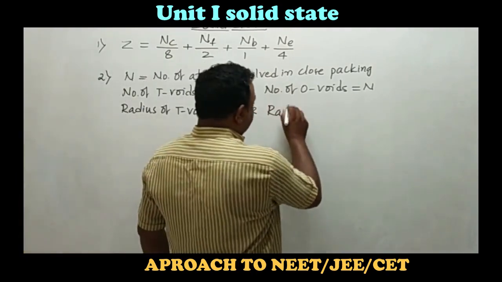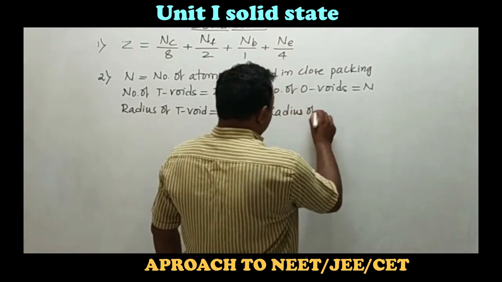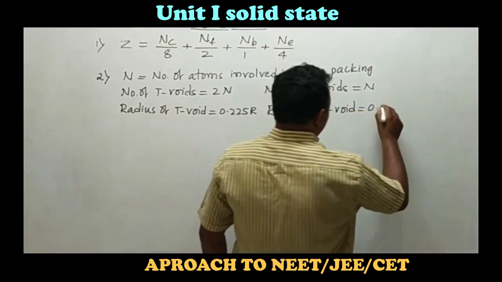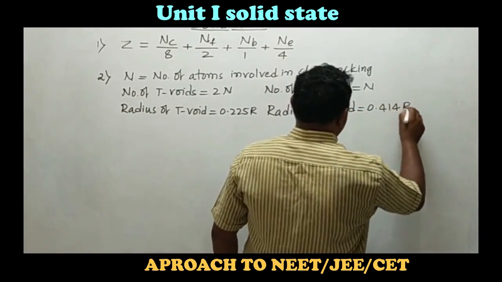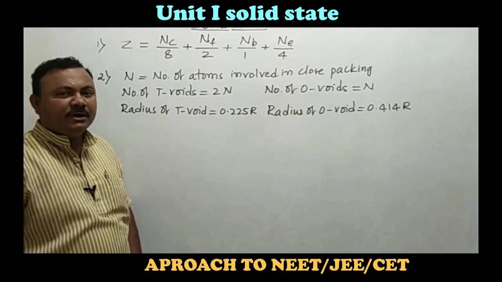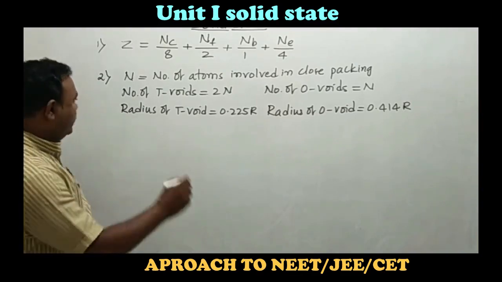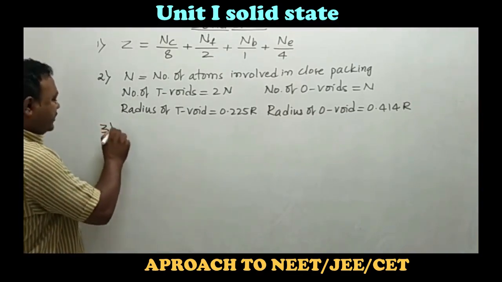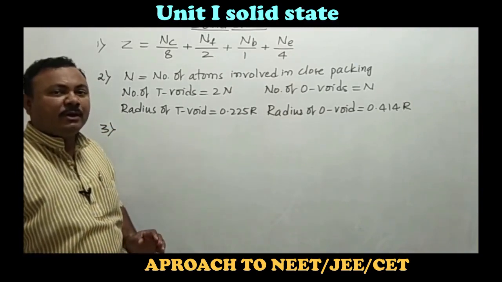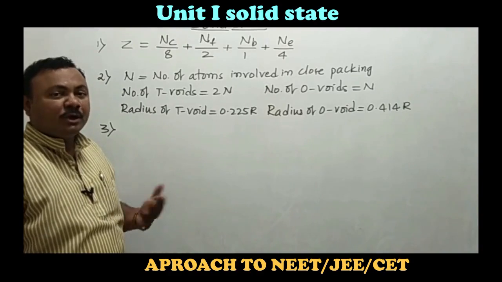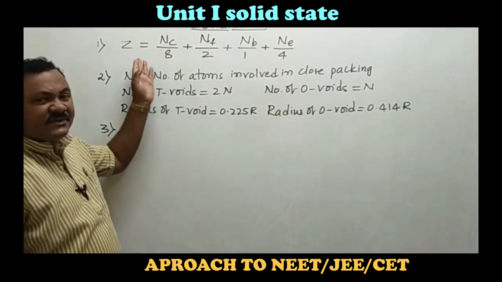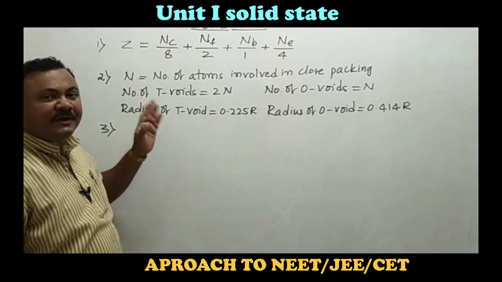Similarly, radius of octahedral void is equal to 0.414 times of R. Once again, capital R is nothing but the radius of the atom involved in the close packing. By using first and second concepts, we can find the molecular formula of ionic solid or the molecular formula of a given crystalline solid by using Z as well as by using number of voids filled.